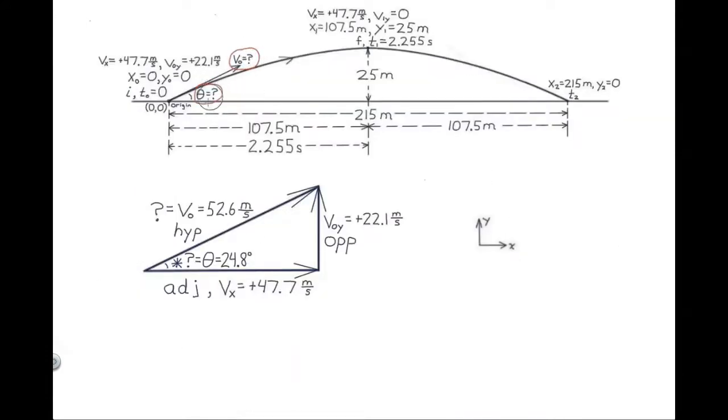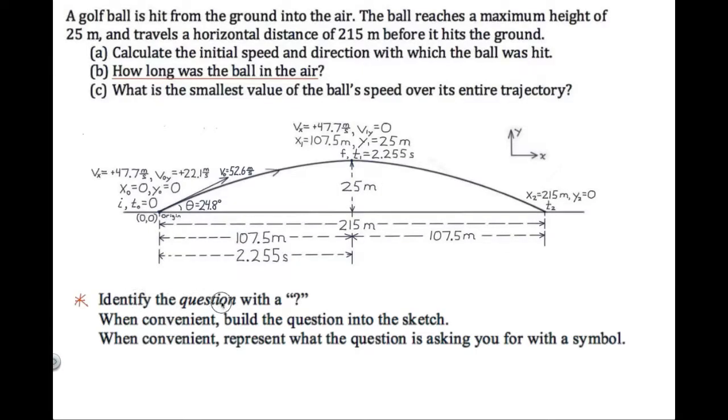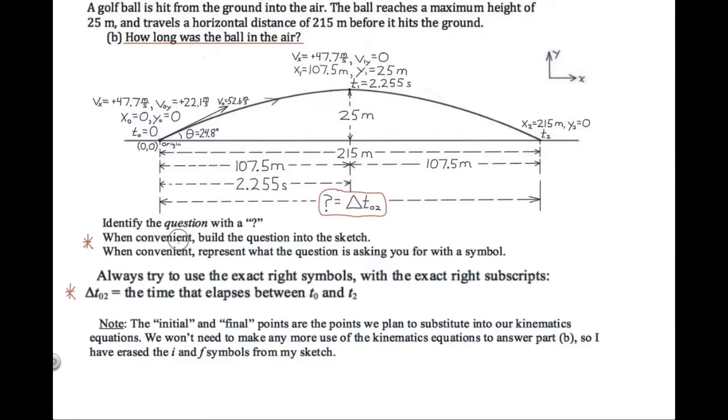These question marks represent the question for part A. So now we can build our answers for part A into our main sketch, and then we can erase these two question marks. Identify what the question for part B is asking you for. Part B asks, how long was the ball in the air? When possible, build the question into the sketch. When possible, represent what the question is asking you for with a symbol.